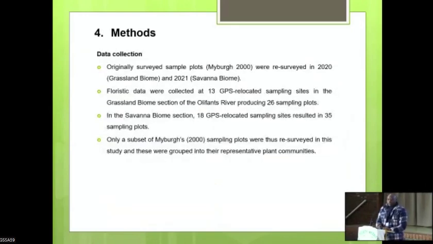Those plots were resurveyed in 2020 and 2021. So basically in the grasslands, there were 26 sampling plots from 13 sites, as well as 35 sampling plots in the savanna biome from 18 sites. So only a subset of the actual sampling plots were surveyed in this study.